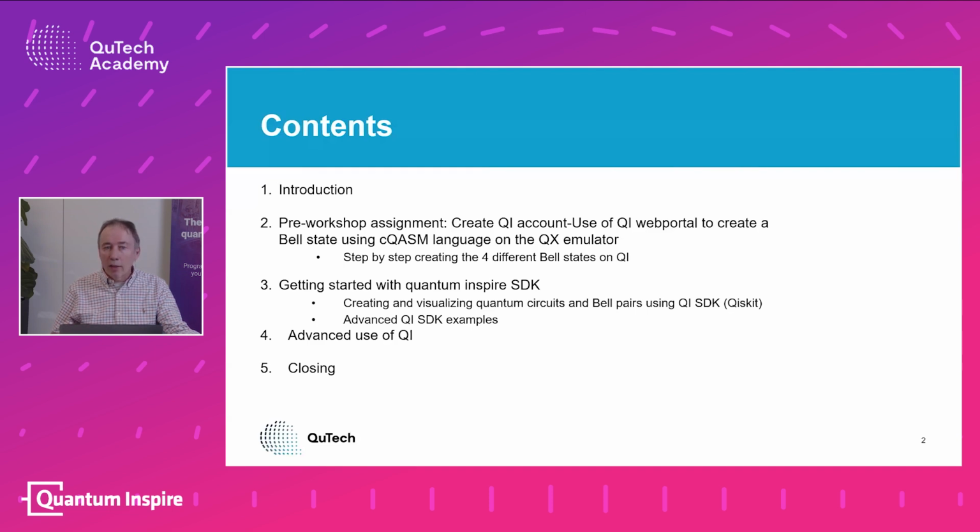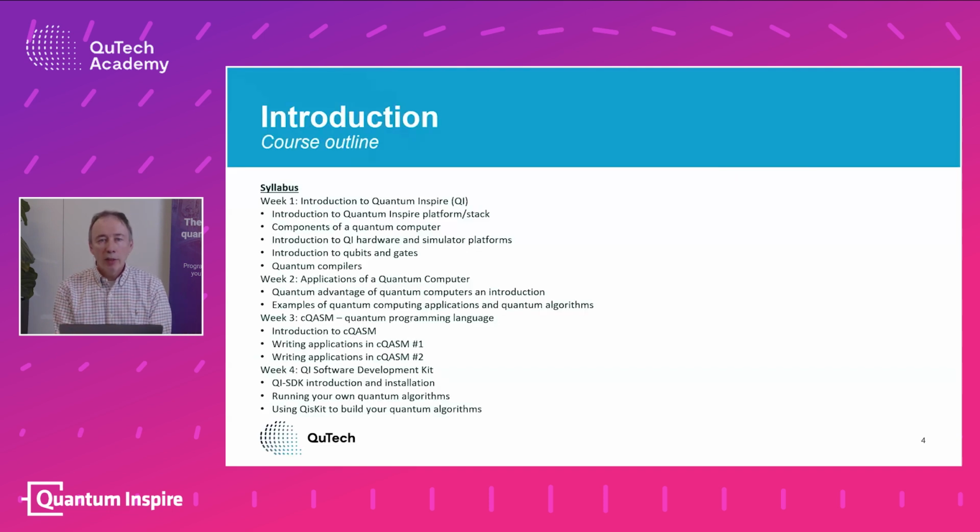Then after that, we're getting started with the Quantum Inspire software development kit, which is a little bit more advanced, and where we also start first with creating and visualizing quantum circuits and Bell pairs using the Quantum Inspire software development kit and programming in Qiskit. After that, we do some more advanced examples using the software development kit. We will end with a presentation demonstrating the very advanced use of Quantum Inspire, and after that, we'll do the closing. So now back to the introduction.